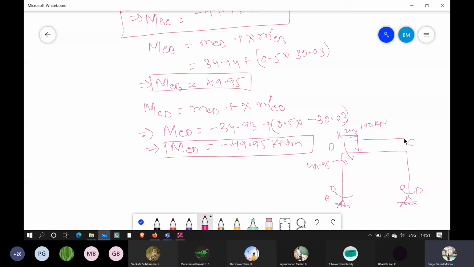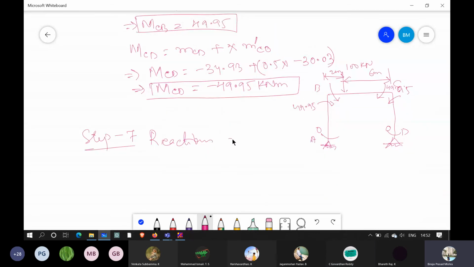Okay, now next one, here it is 49.995. Similarly, this is the moment. So what is the next step number? Step 7: reactions and maximum bending moments.